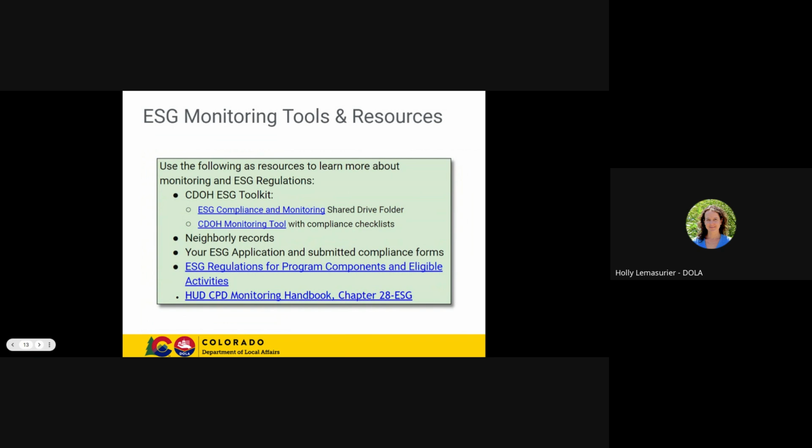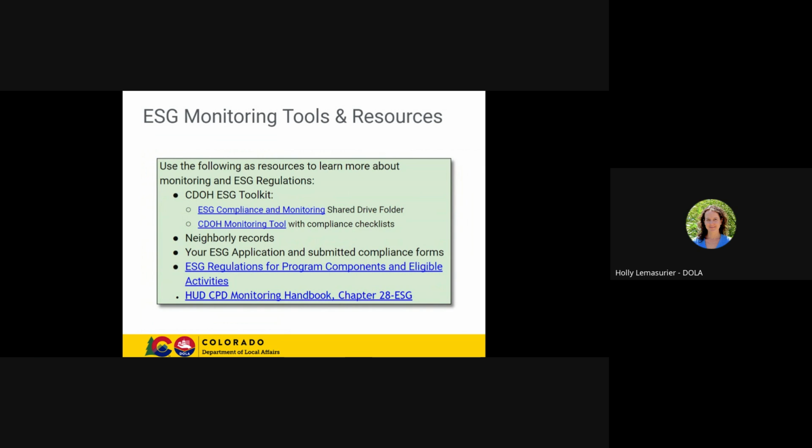Finally, a couple other helpful tips that are online and widely available to you. The ESG regulations for program components and eligible activities is a hyperlink to a very helpful resource provided by Cornell Law School. It is a hyperlink of all of the ESG program components and eligible activities that link specifically to the program regulations and detail the specific code and regulations for each of the activities we'll be looking at in your monitoring. So it's a really helpful reference for you as you go through and prepare for monitoring.